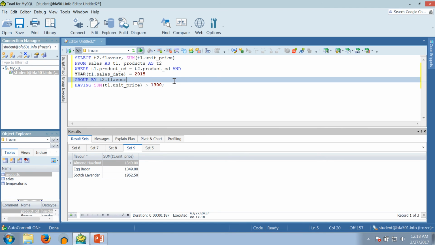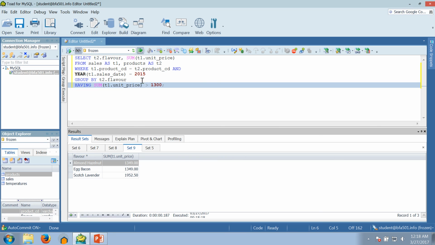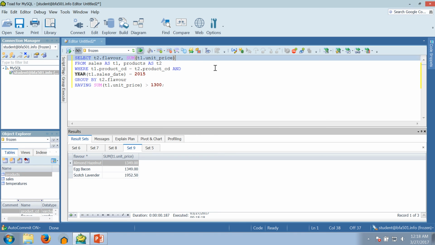Hopefully you will have a good understanding in distinguishing between having and where. Where is to filter based on the row level, but having is to filter based on the group level. Okay, I think that's all for the tutorial for this unit regarding SQL. This is just a very simple and introductory session about SQL. If you want to learn more about SQL, there are several resources on the internet that we can access to learn more about SQL statements.